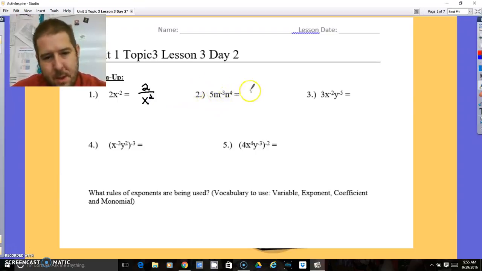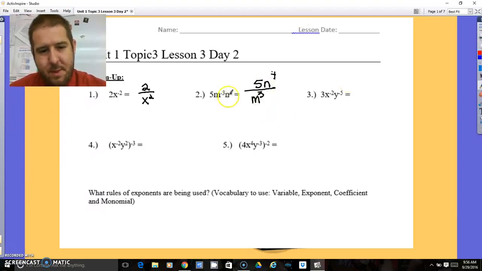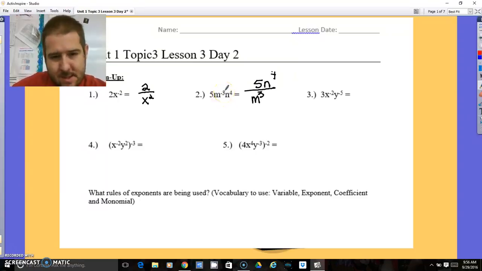Question number 2. Leave the coefficient right where it is. M to the negative third becomes m to the positive third after I place it on the bottom. And n to the fourth stays on top because it was already a positive exponent, so leave it right where it's at. So basically you're mixing and matching and moving pieces like a puzzle, and you're moving them based on whether or not you have to move them. So just look at each base and keep it separate and decide whether to move it or not.